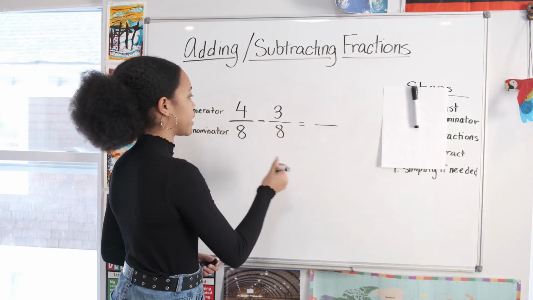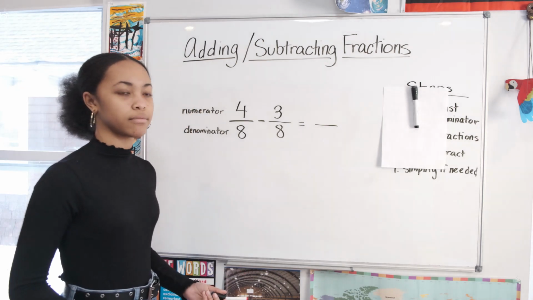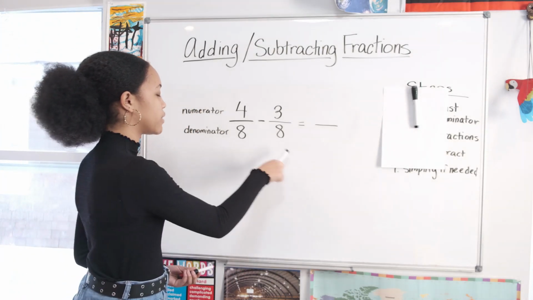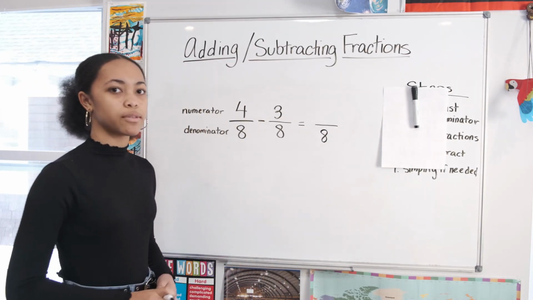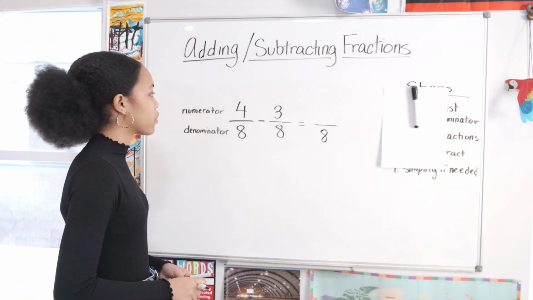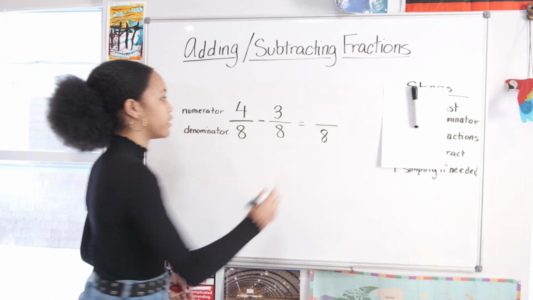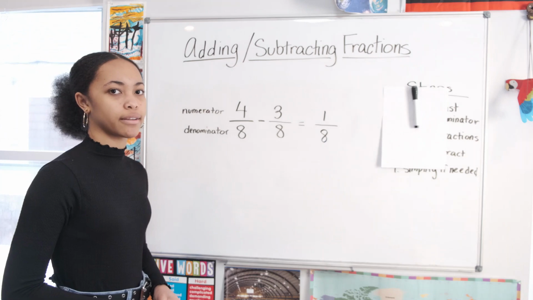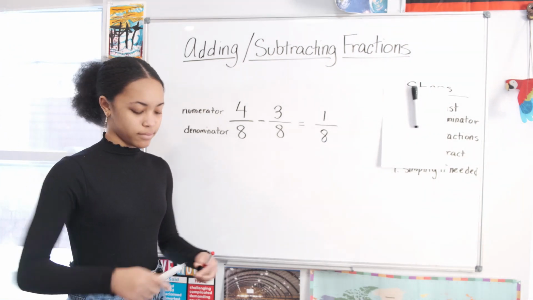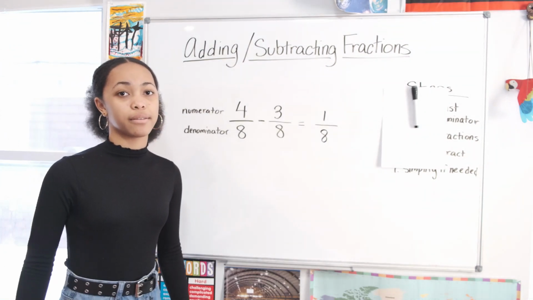4 over 8 minus 3 over 8 equals, again, you keep the denominator the same, and then for the numerators, you subtract this time. 4 minus 3 is 1. So our answer is 1 over 8. Now, that wasn't so hard, was it?